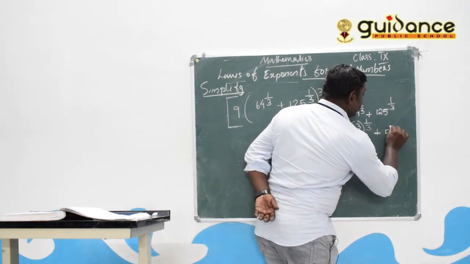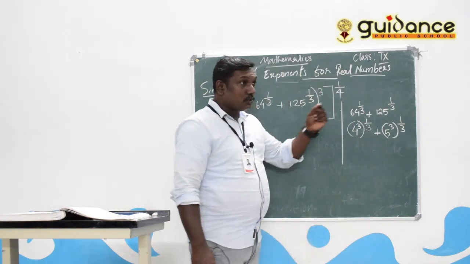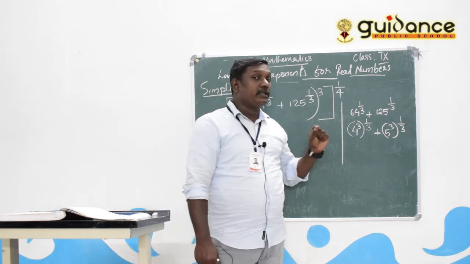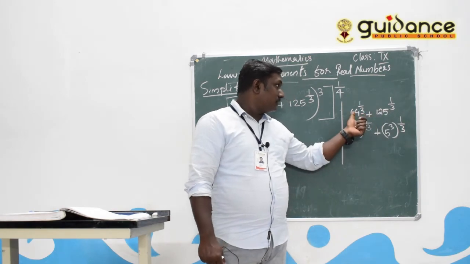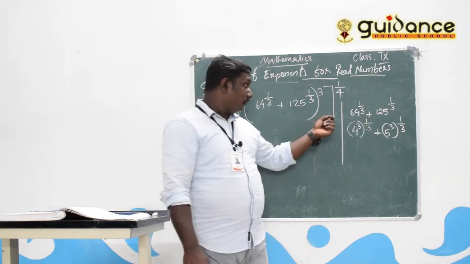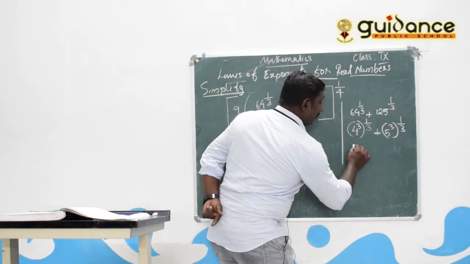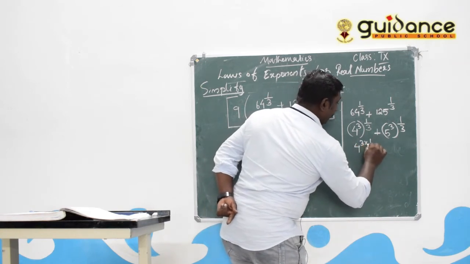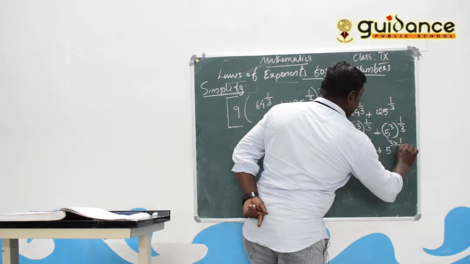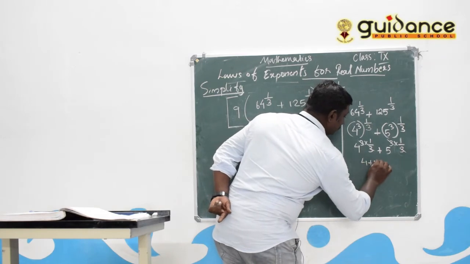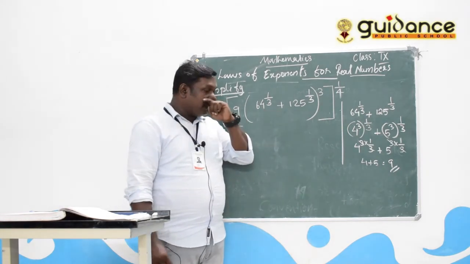So it is 5 cube all raised to 1 by 3. In such cases you have to firstly check the denominator of the exponent. The denominator of the exponent is 3. So 64 is the cube of 4 and 125 is the cube of 5. After that, according to our identity, we can write 4 raised to 3 into 1 by 3 plus 5 raised to 3 into 1 by 3. 3 and 3 cancel. It will be 4 plus 5, that is equal to 9. So look here, inside the bracket we get 9.